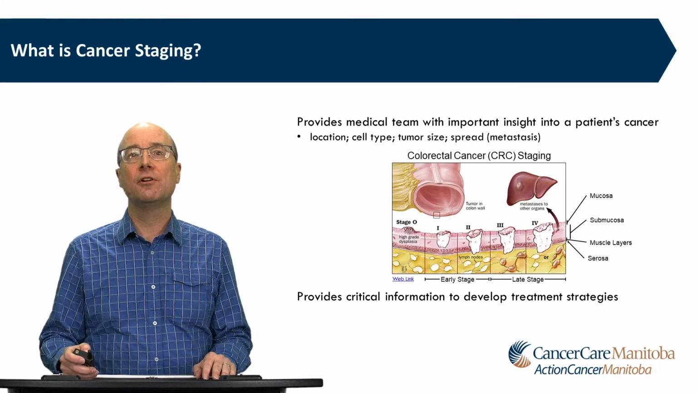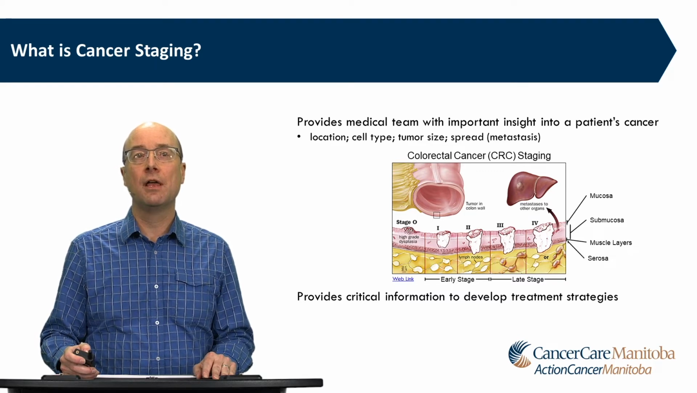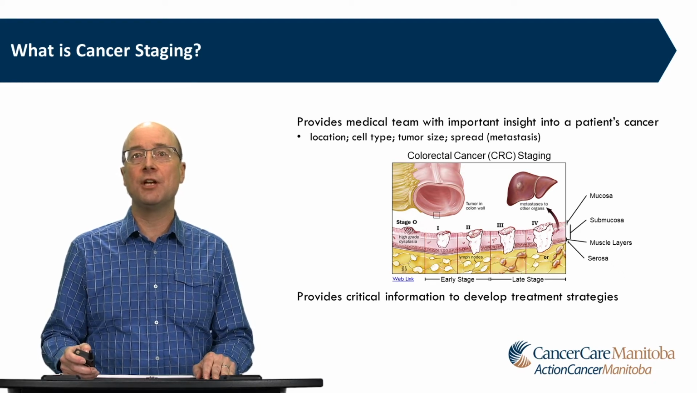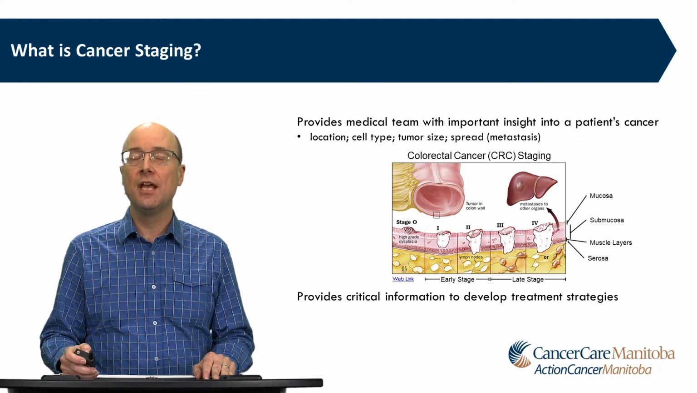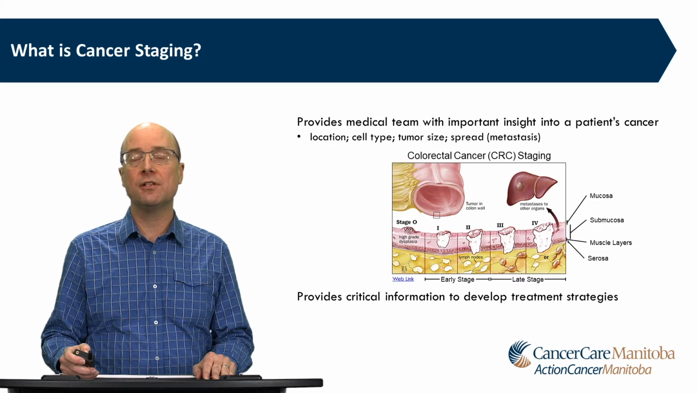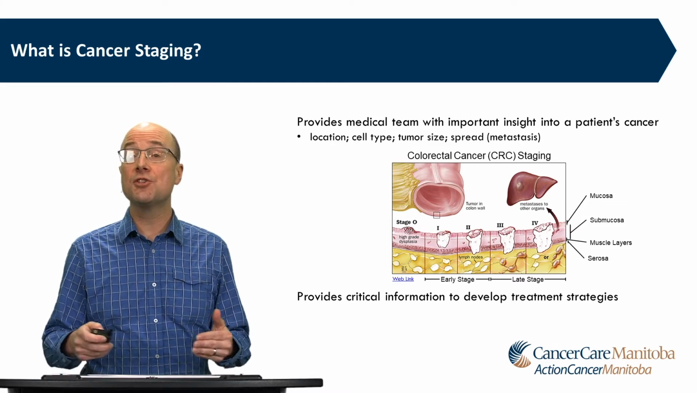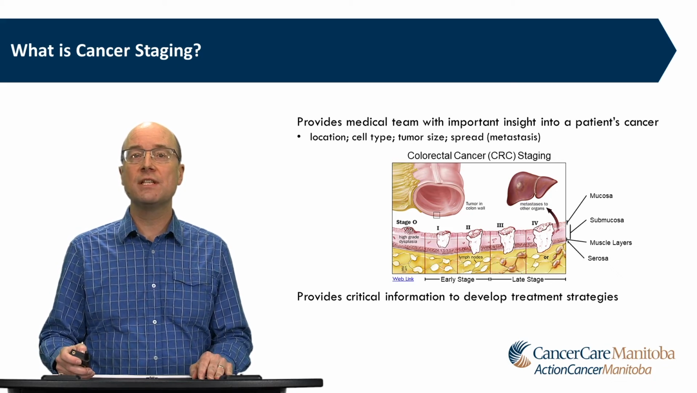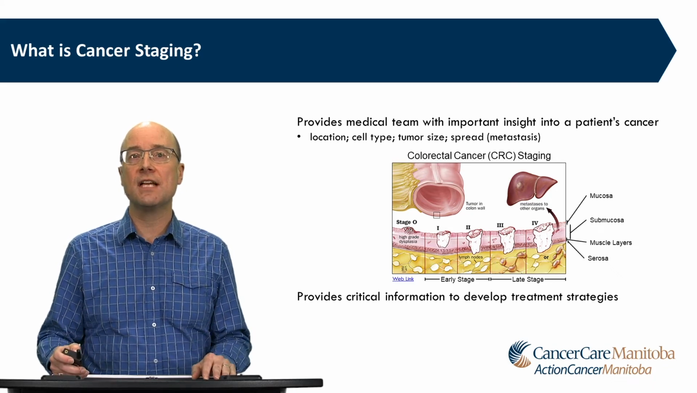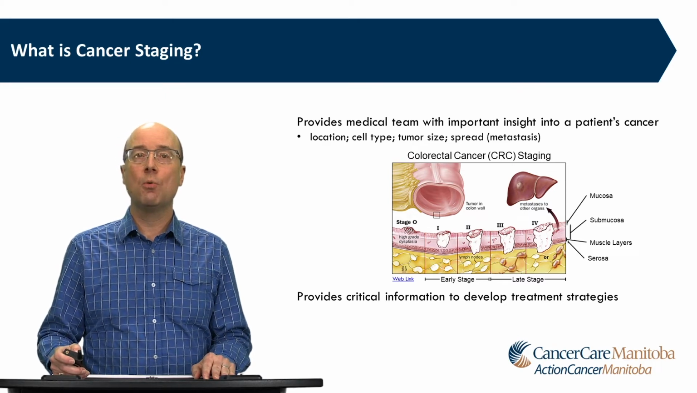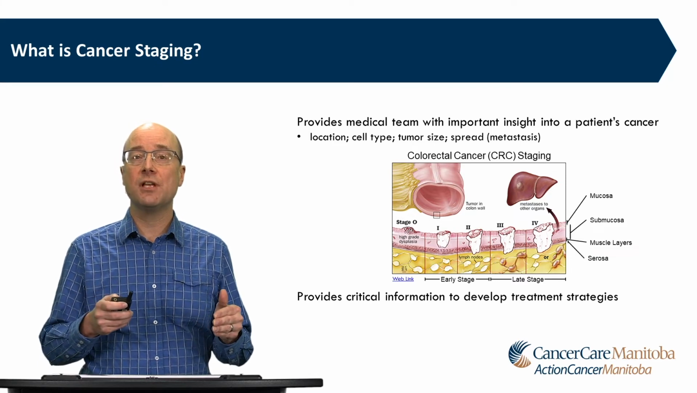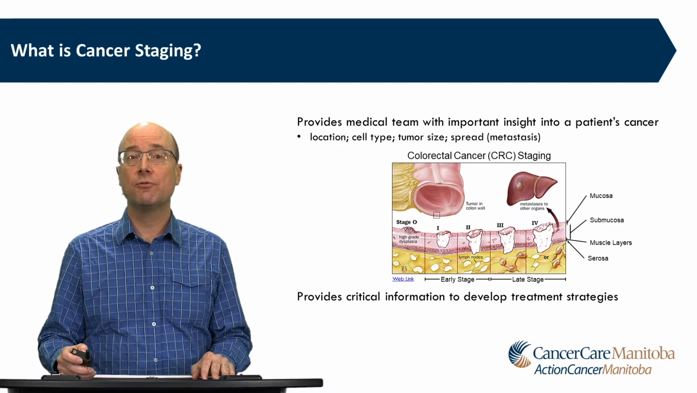Another term you may have heard of is cancer staging. This is a very important aspect of cancer biology because it provides the medical team with important information and insight into the patient's cancer. It provides information on location, cell type, tumor size, and spread, or whether or not the disease has metastasized throughout the body. So in this schematic in the middle, it's a single example from colorectal cancer, where we have a cross-section of the bowel, and I'm just showing you the different stages from stage 1, effectively up to stage 4.